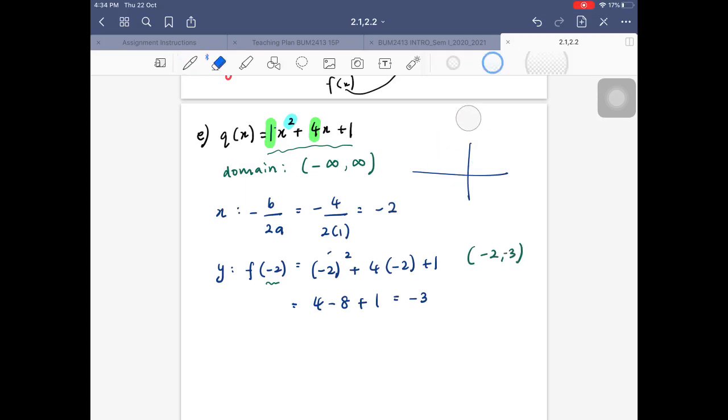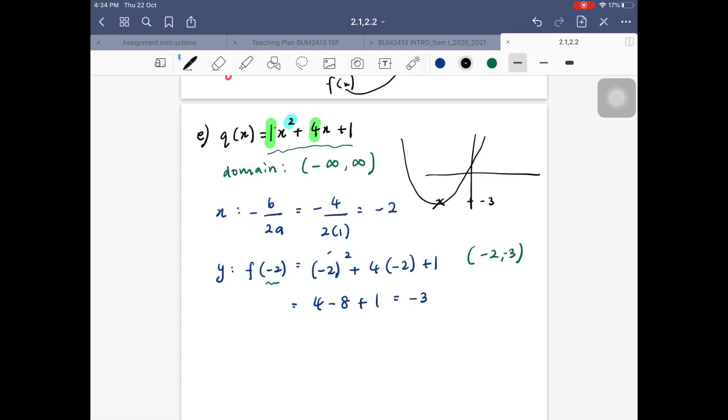Okay, so if I were to sketch this properly, this is not going to be the exact sketching, it's roughly how it looks like. So negative 2, negative 3 is going to be somewhere over here. So this is going to be negative 3. So my function is going to look like that.